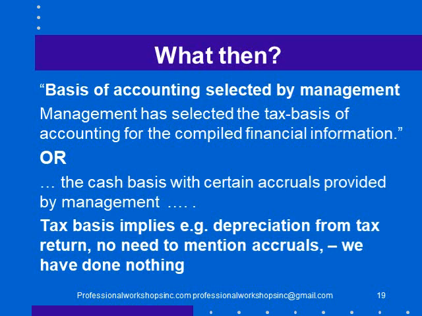Now the tax basis implies depreciation from the tax return. No need to mention accruals. We have done nothing. So I kind of prefer the first one. But I guess there might be accruals for receivables and payables. And then we might want to say, well, it's on a tax basis with certain accruals provided by management. Be a little more clear. But we're not implying any assurance. We're not implying that management provided an accrual. We have no idea whether it's right or not.